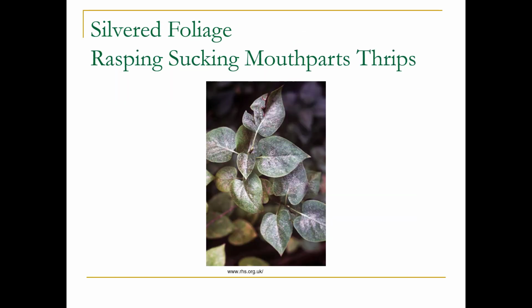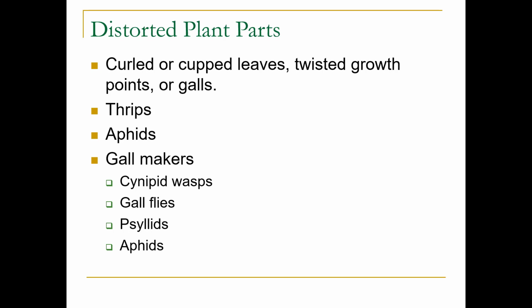Silvered foliage would be from rasping, sucking mouth parts, and the only insect in this group is thrips, and thrips is always plural. Don't ask me why, but that's the way it is. Okay, then distorted plant parts. You have curled or cupped leaves, twisted growth, points, or galls, and these can be caused by thrips, aphids, and then there's a bunch of gall makers. There's some wasps, gall flies, psyllids, aphids, etc. Adelgids are in here too.